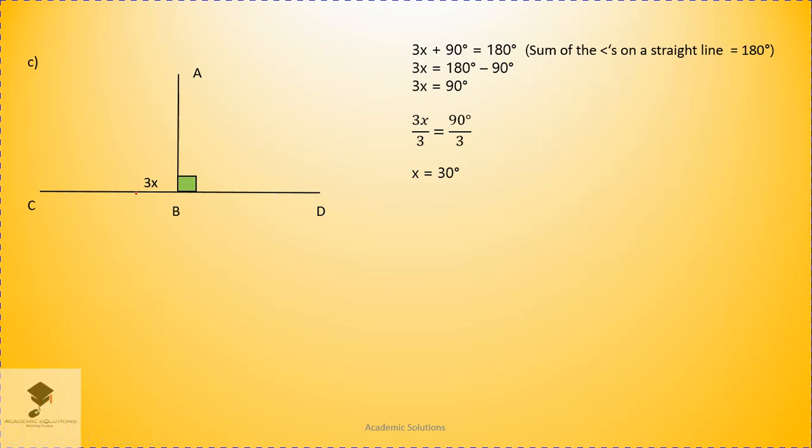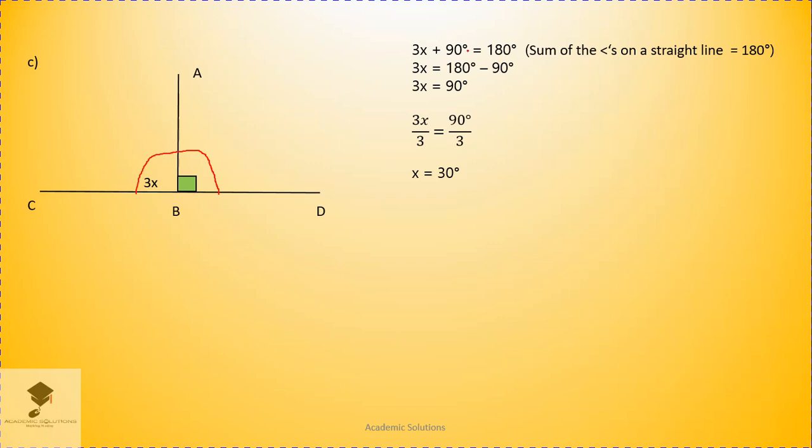The angles on a straight line add up to 180 degrees. The sum of the angles on a straight line adds up to 180 degrees. So this angle here plus this angle here, by the way, this angle is 90 degrees. So 3x plus 90 degrees has to give us 180 degrees. And then what do we do from here?